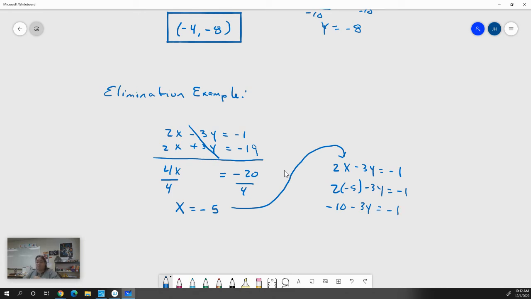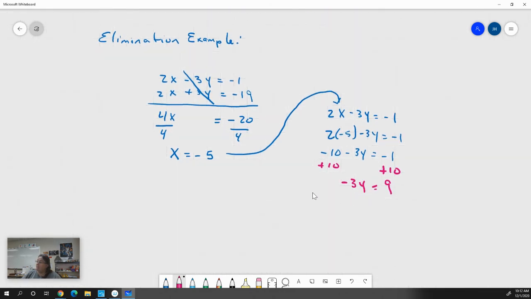And now we're doing the same thing. We're just taking everything off of the y. So I have a negative 10, so I'm just going to add 10 to both sides, which gives me negative 3y equals 9. Now I still have that negative 3 being multiplied to y, so I'm going to do the opposite of multiplication, and I'm going to divide out negative 3. And I get y equals negative 3. And those are my only two variables, so I know my solution is negative 5, negative 3. Always list our x value first, right? Alphabetical order.